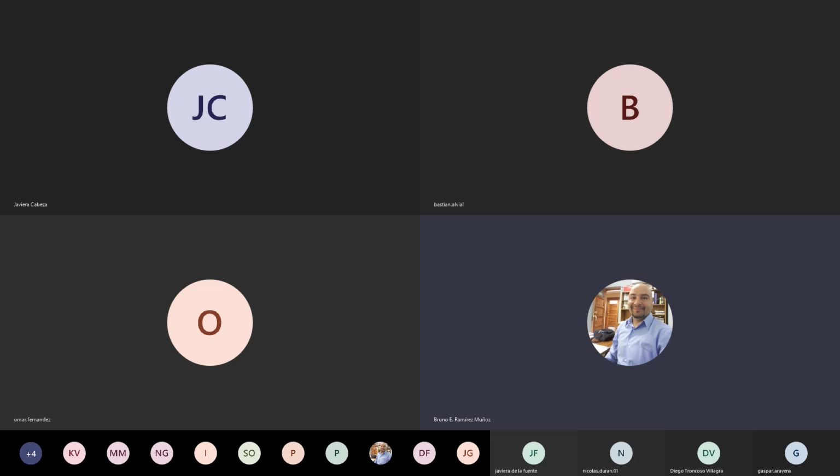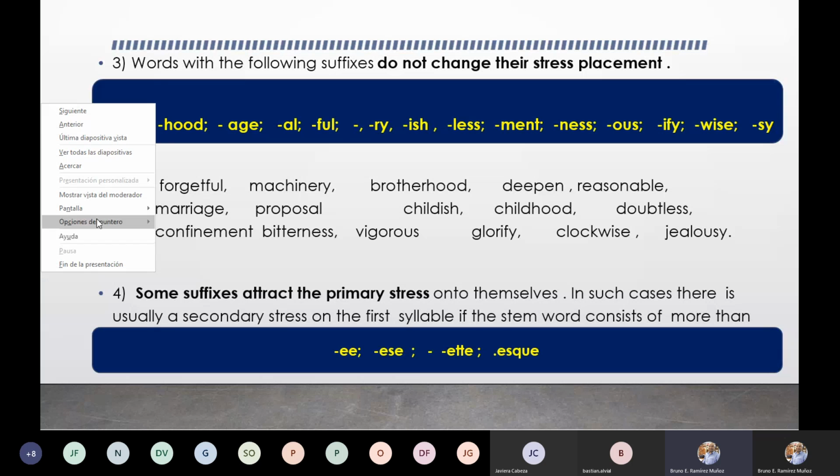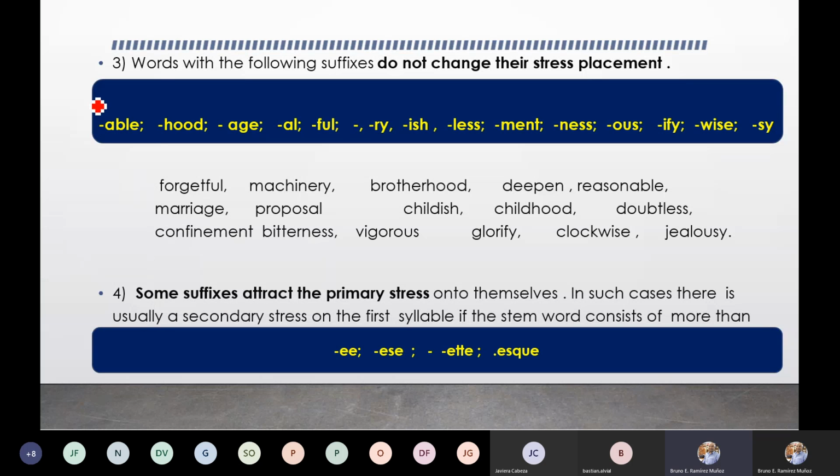You will choose 5 words. Let me give the number 5 here. You're going to use 5 words from this set of suffixes. It could be any of these. But you need to come up with different words, not forgetful, machinery, brotherhood, etc. Okay? And the same thing with this last box or rectangle.